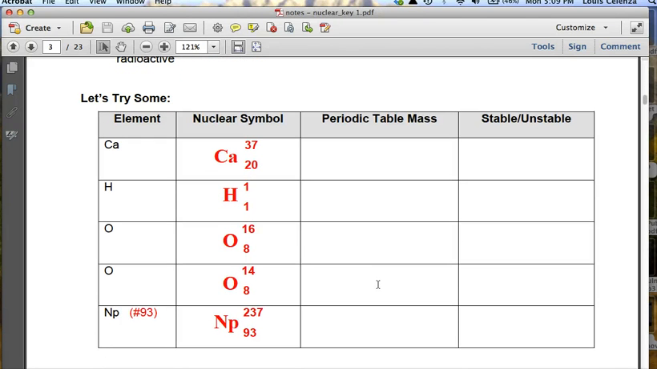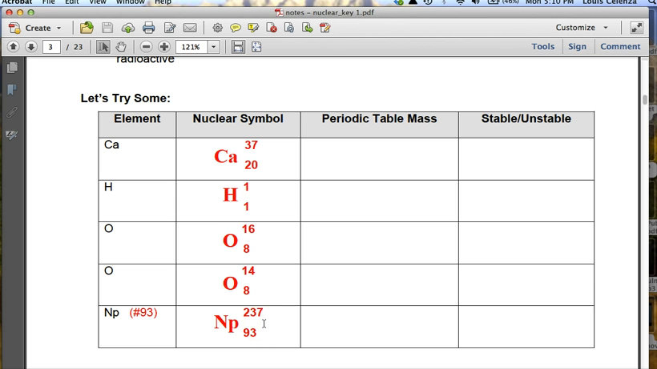Let's try a couple of examples. For some reason my pen is not working, so I'm going to quickly run through this. If you take a look at calcium on the periodic table, its mass on the table is 40, which makes this isotope unstable. Hydrogen's mass on the table is 1, so it will be stable. Oxygen's mass on the table is 16, so that will also be stable. But notice now there's an isotope of oxygen with a mass of 14. That is not its normal mass, so that would make it an unstable isotope of oxygen, meaning it is radioactive.